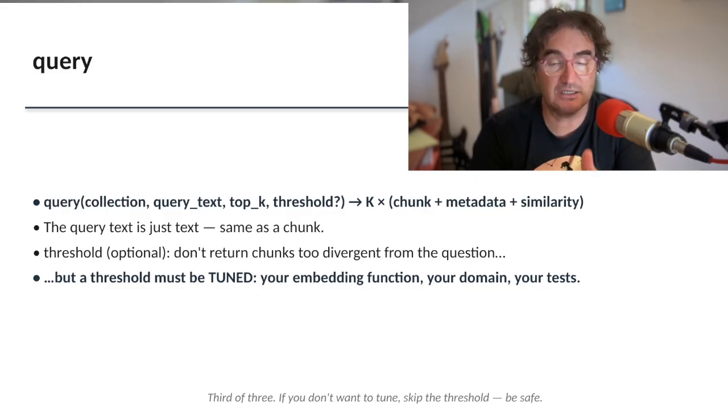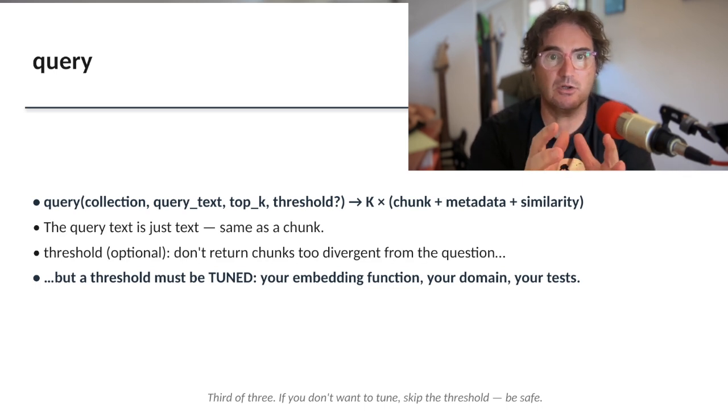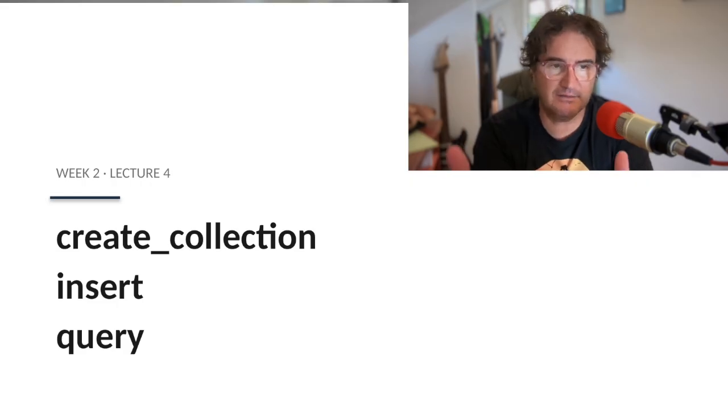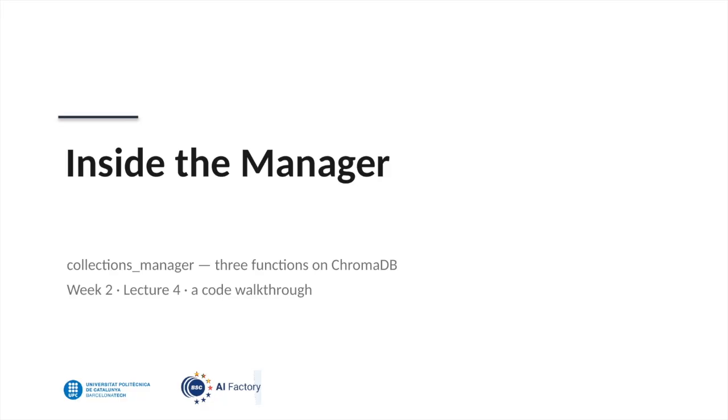And for each chunk, it is going to provide you the chunk content, the metadata, and the similarity. So that's it. That's the simplest possible collection manager, and that is going to go a long way. We can implement this with a lot of technologies, but all of these technologies are about just these three things: create the collection, insert contents in a collection, and then query the collection.